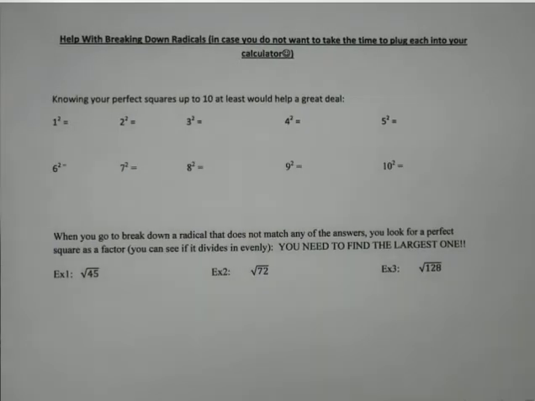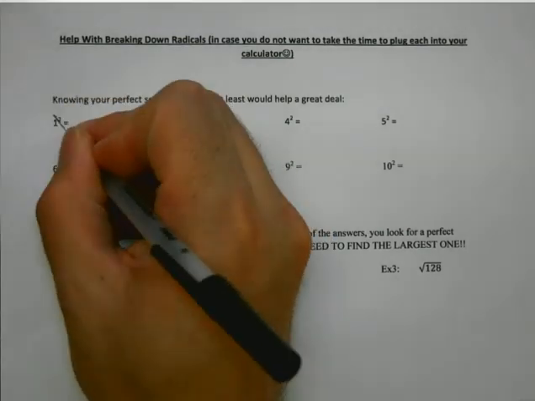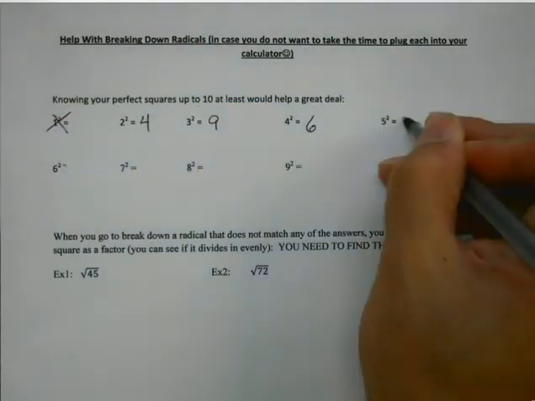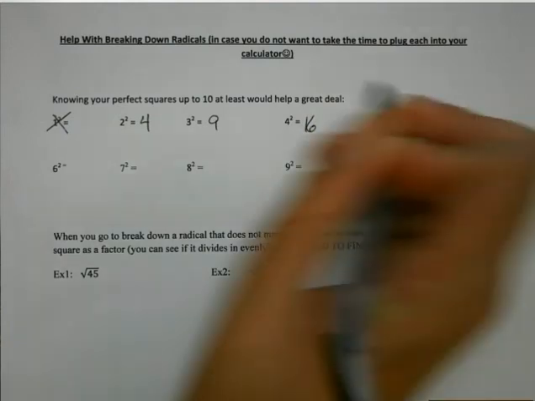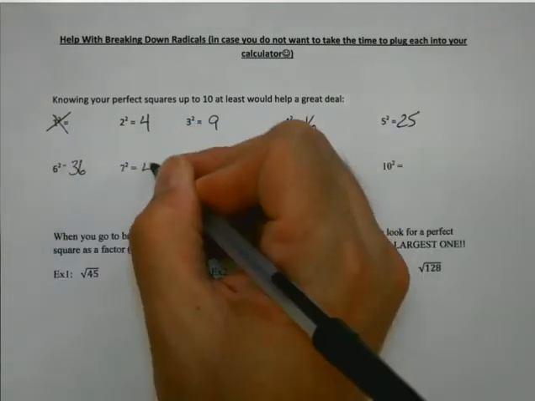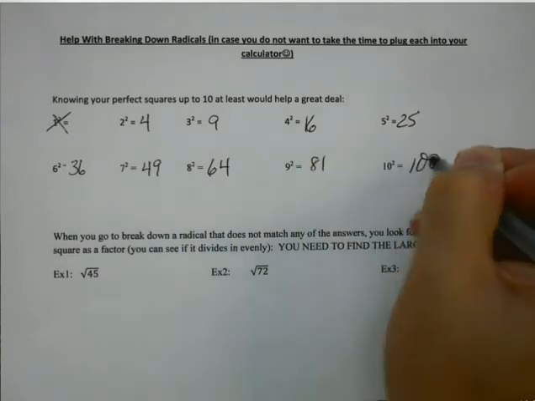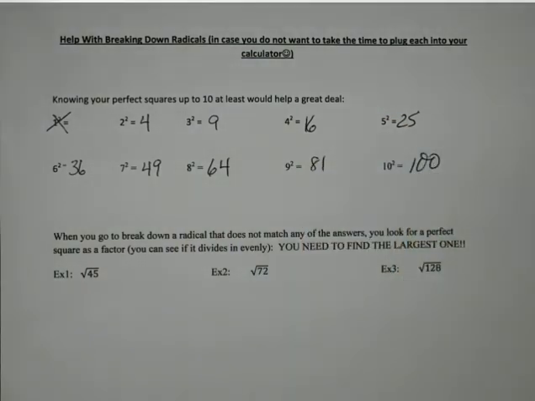Okay, help with breaking down radicals, because a lot of times answers on standardized testing are going to be in a format where they're in radical form. They're not going to be in decimal, and you don't want to take the time to try and figure all this out. So, understanding your perfect squares up to 10 will help. Now, I'll be honest, 1 squared isn't going to help much. But the rest of these, being able to recognize what 6 squared or 7 squared is off the top of your head, comes in very handy when you're trying to break down a radical, like we're going to try to do here in a moment.